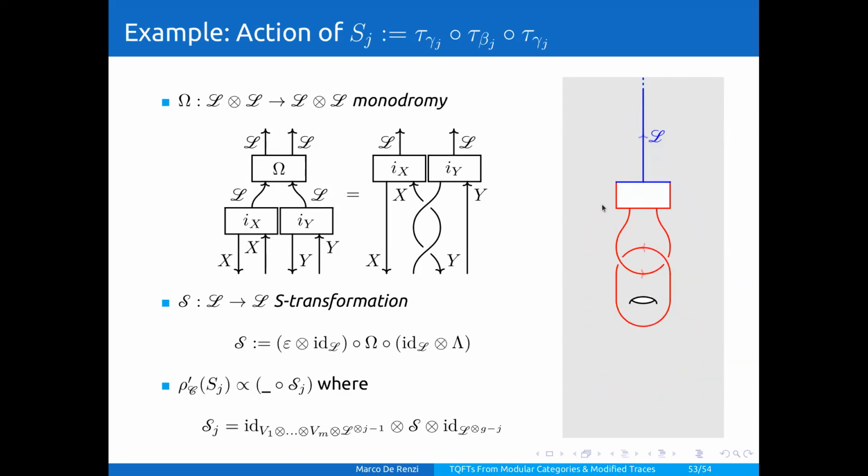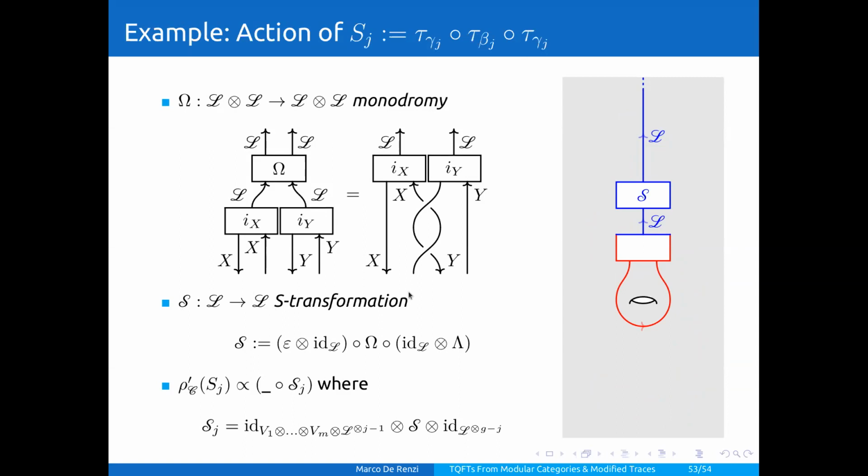And now I claim that here you should read exactly the S transformation, because here we have an integral, here we have a counit, and here we have two gradings that give you the monodromy. So in fact, this turns out to be exactly this thing. So this is the proof that the S transformation as a mapping class is sent to the action of the S transformation defined by Lyubashenko on the coend.